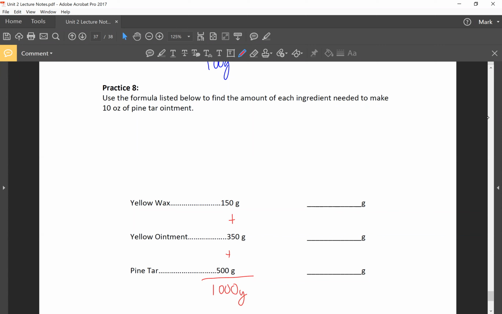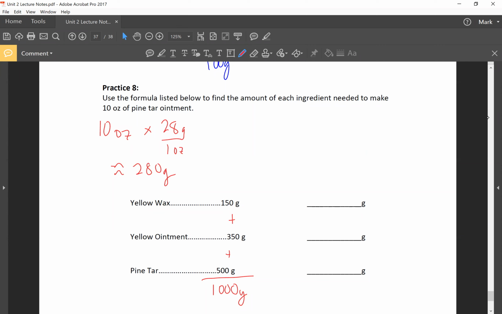So what I need to figure out is how many grams is 10 ounces, and then convert that, or find the conversion factor. So 10 ounces is approximately... I know that there's 28 grams in 1 ounce. So it's approximately 280 grams.